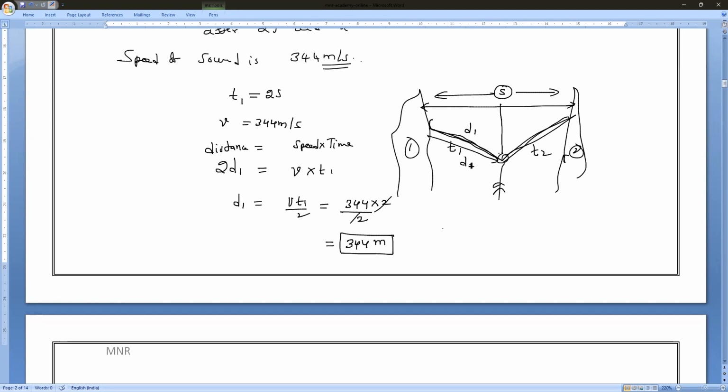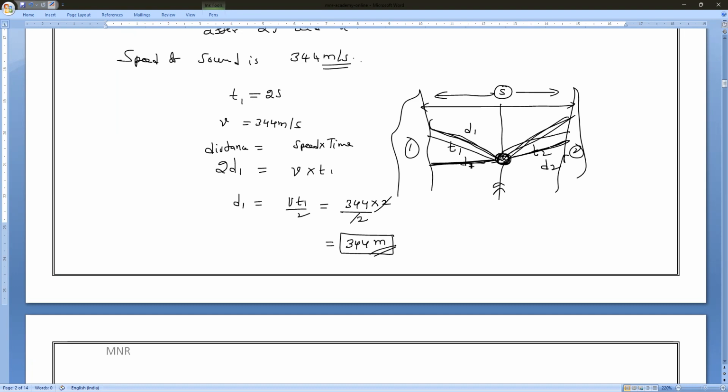344 meters. From the person to cliff one, what is the total distance? 344. Same way, because the person is between them. Now this distance also I have to find. Let me take that as D2.